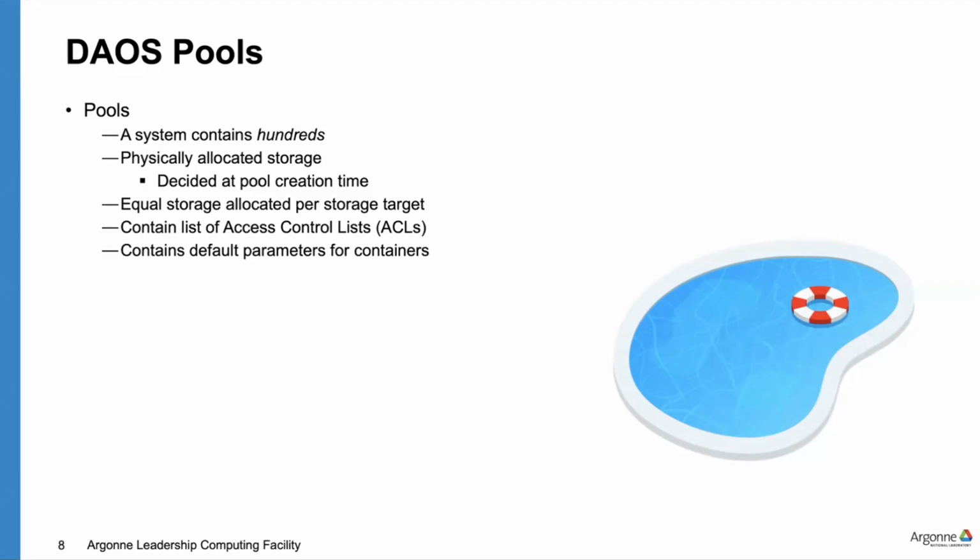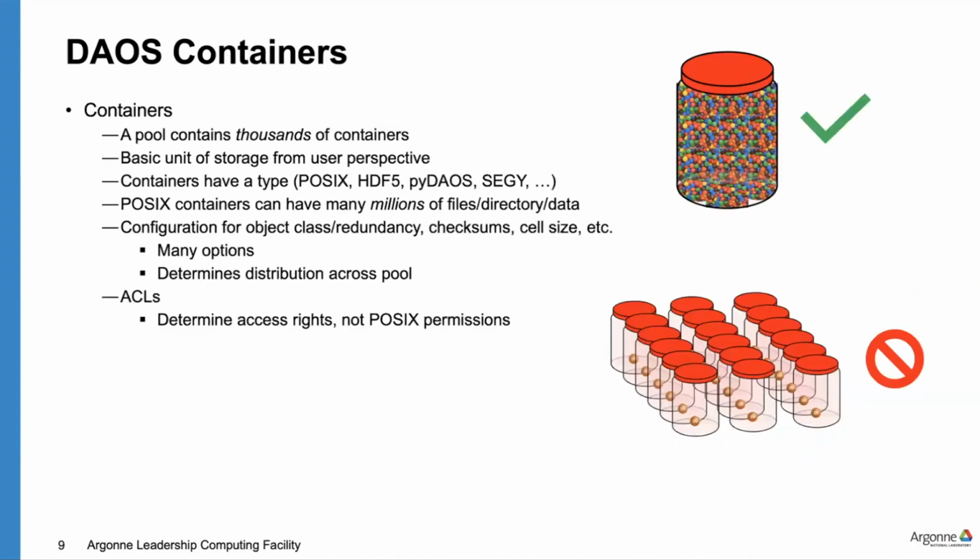We can put some default parameters for your container, so when you create a container, it'll get some properties, which is what we think would be good defaults. So in the pool, you'll interact with minimally. Then containers is where your main interaction comes with DAOS. That's where you're going to start.